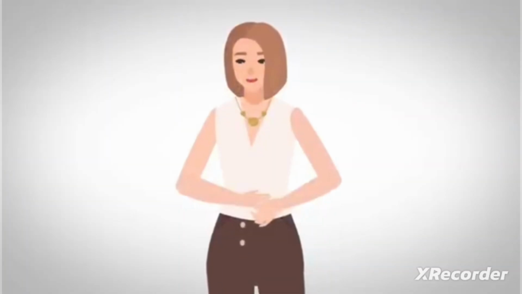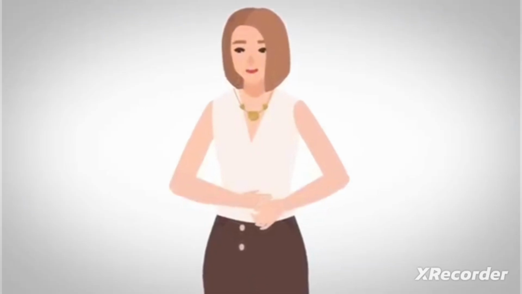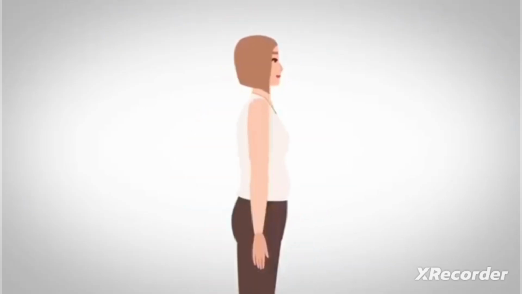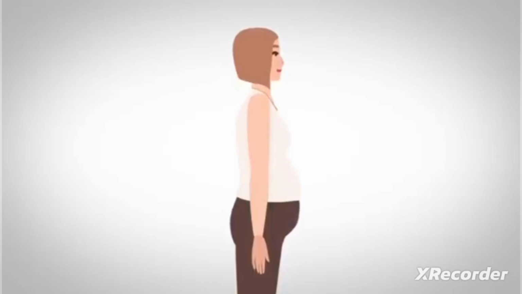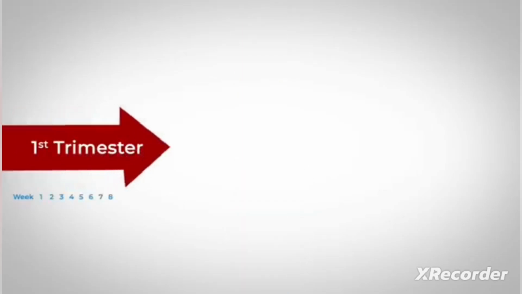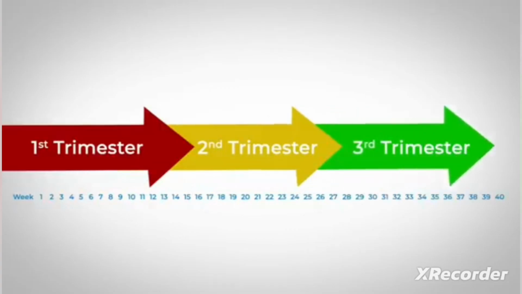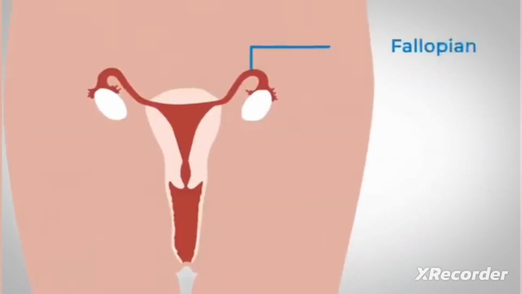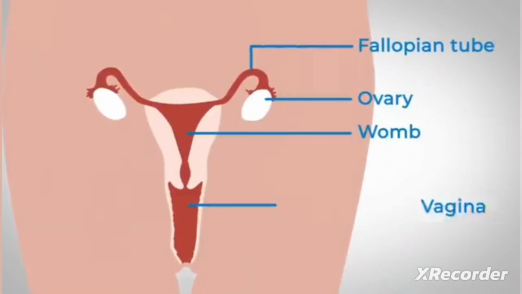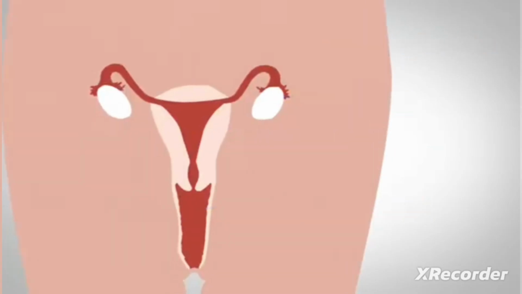This animation will show how your baby develops during pregnancy. Pregnancy usually lasts around 9 months or 40 weeks, and it's divided into three trimesters. The first trimester is from week 1 to week 12. The second trimester is between weeks 13 and 27, and the third trimester is from 28 until birth. Here you can see the fallopian tube, ovary, womb, and vagina.